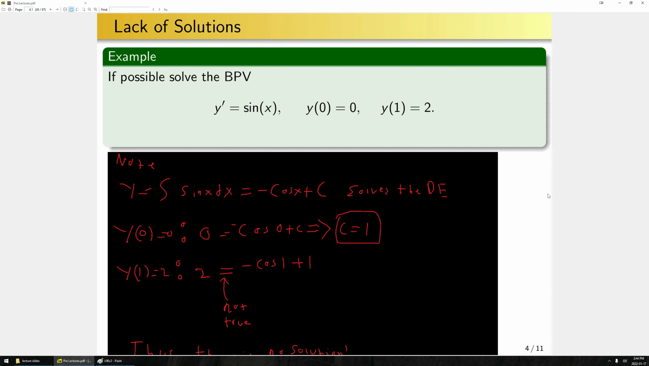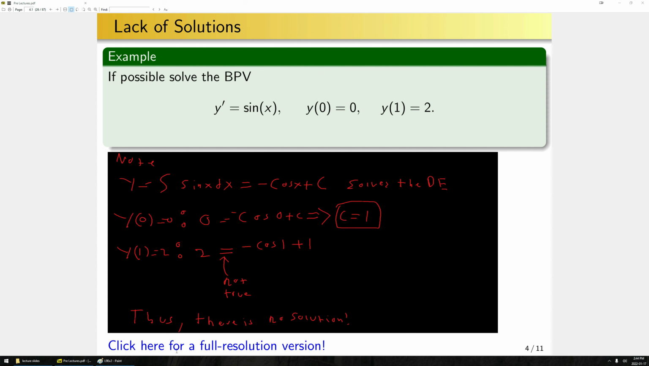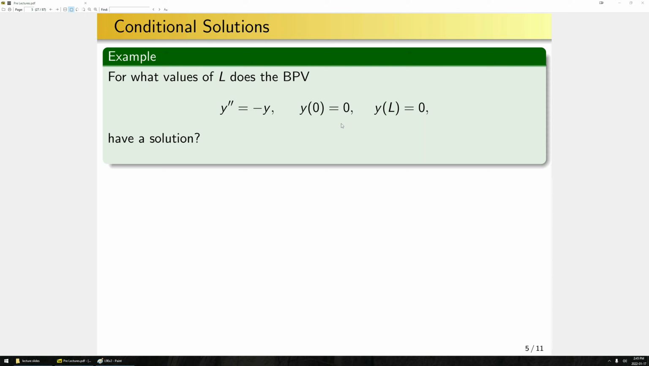Okay, so here will be our solution in slide form, and again, you can click here to see it. But this does not have a solution because of that. Well, we can't satisfy the two boundary conditions at once. Okay, so now let's look at one more example that's a little bit more involved.